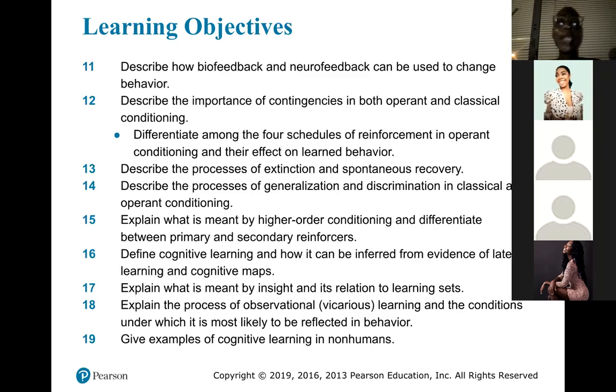Looking a little bit at extinction and spontaneous recovery. All that really means is, how is it that you can forget the skills or behaviors that you developed after being conditioned? And how is it that all of a sudden it happens all over again? So describe the process of generalization and discrimination in classical and operant conditioning. That just means developing what the relationship is between you and the stimulus. Higher order conditioning, we'll talk about that a little bit.